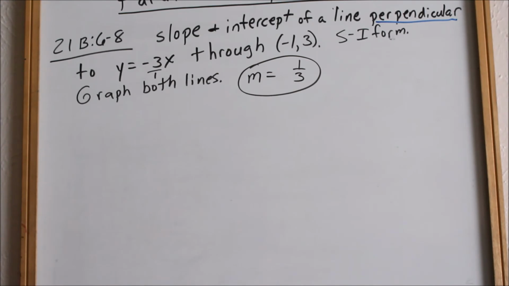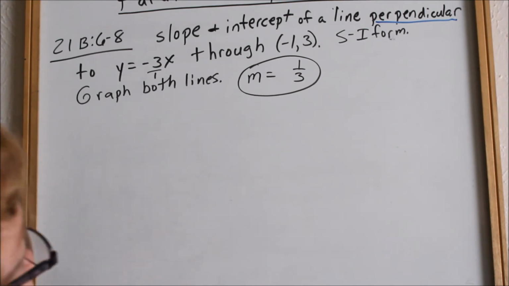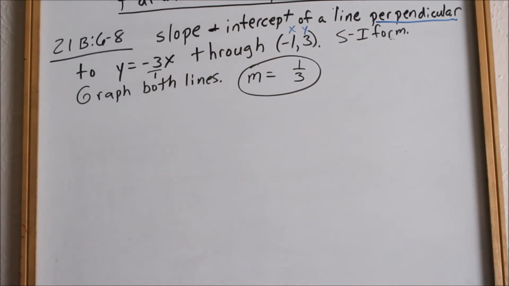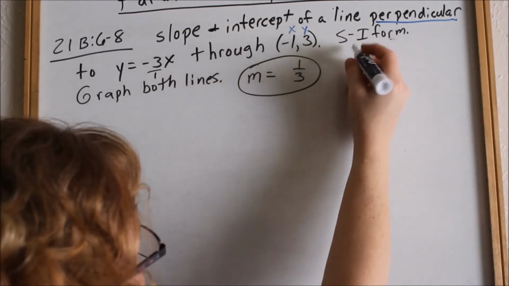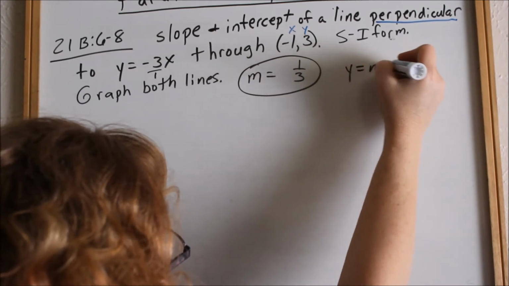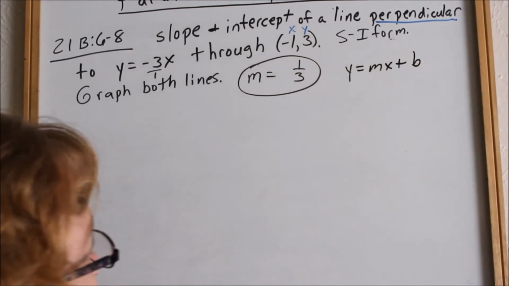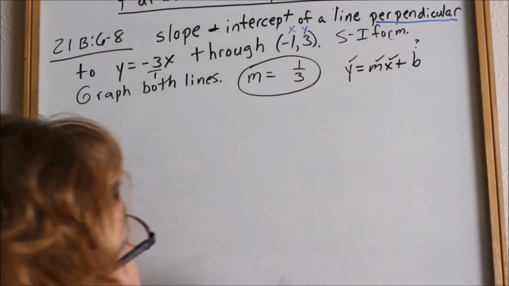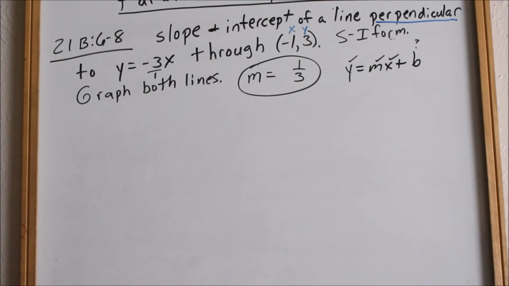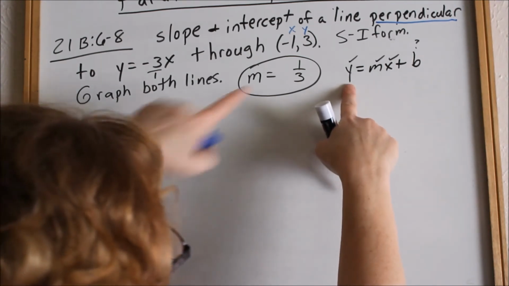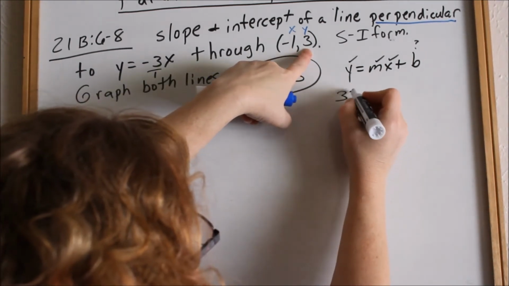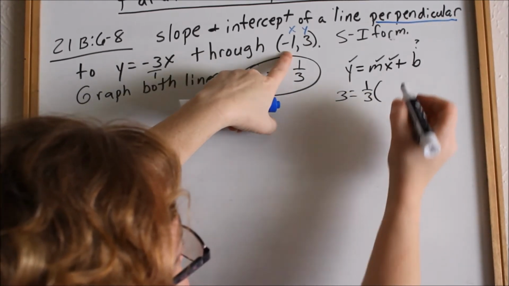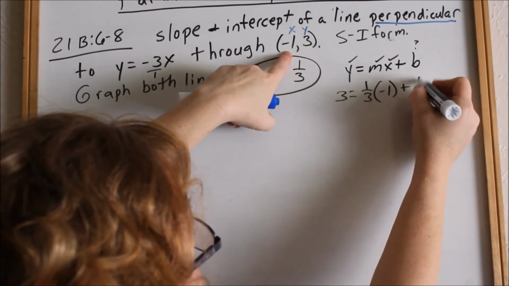Now we've got to find the y-intercept. They've given you a point. Remember, that point is an x and y value. So we can take our slope and our point and plug them into y equals mx plus b. I know a y coordinate, I know my slope, I know my x coordinate, I don't know my y-intercept. So plugging that in, my y coordinate is 3. My slope is 1/3 times my x coordinate is -1 plus b.